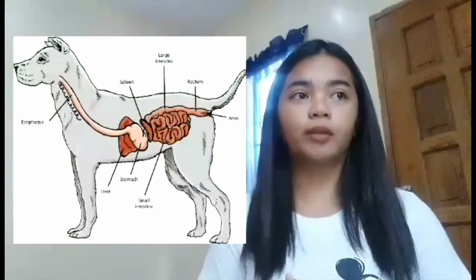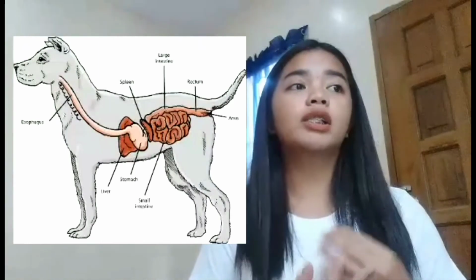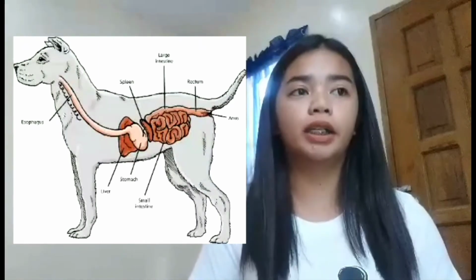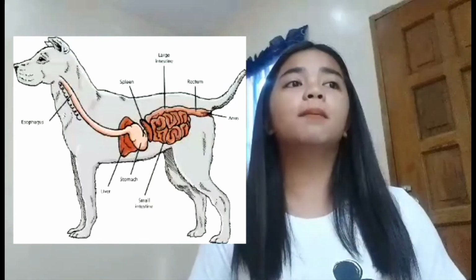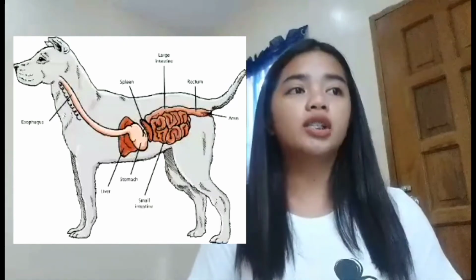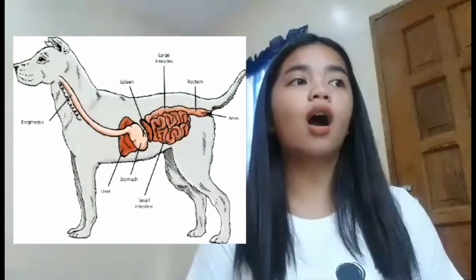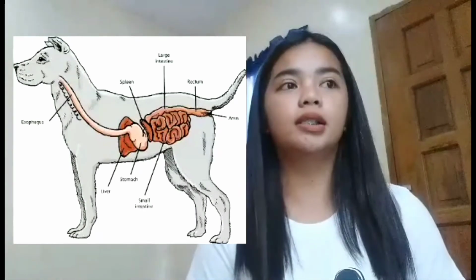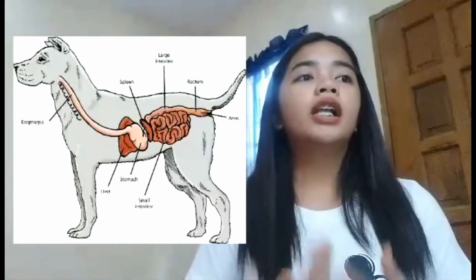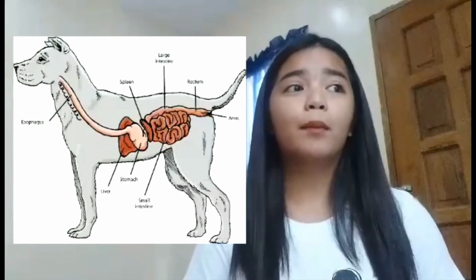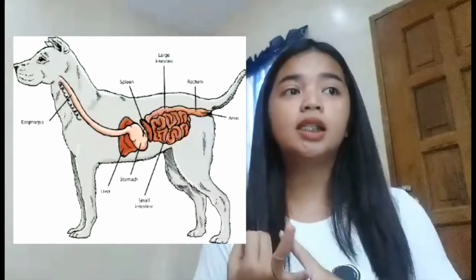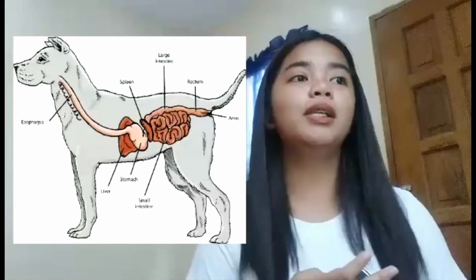Next is the liver. The liver is responsible for several processes in a dog's body. It creates bile to aid digestion and helps rid the body of waste. The liver also helps a dog metabolize fat, protein, carbohydrates, vitamins, and minerals.